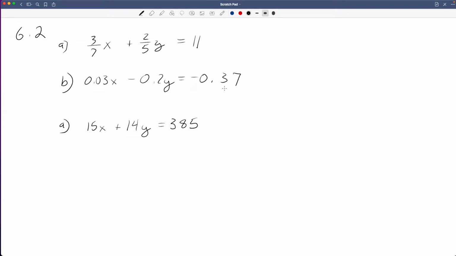And then the second one, we're just going to multiply everything by 100 so that we can get rid of decimal places, right? So that would give us 3x minus 20y is equal to negative 37.